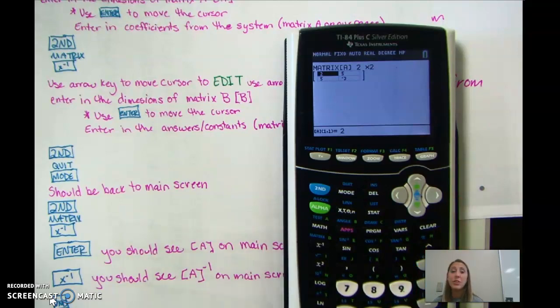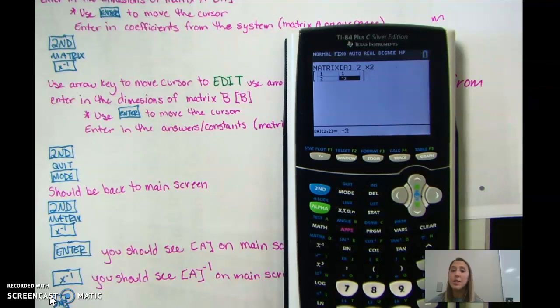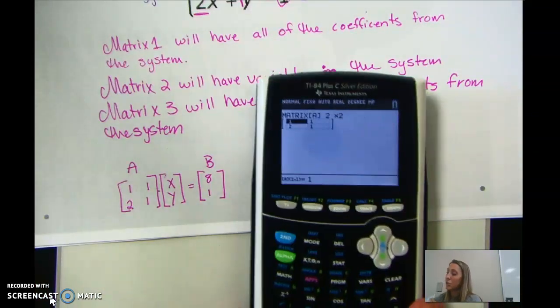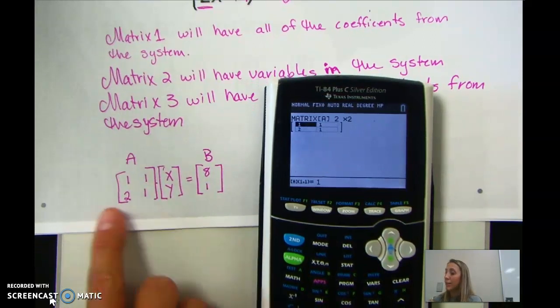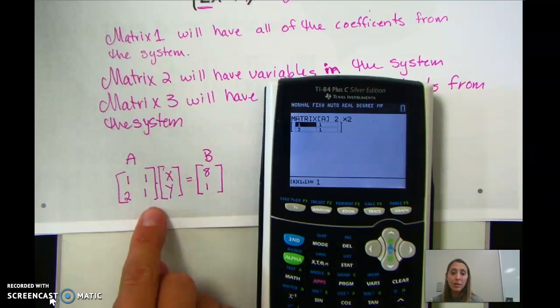So it's already moved to row 1, column 1. And our first coefficient was 1. So I'm going to hit 1, enter. Then I'm going to hit 1, enter again. Then I'm going to hit 2, enter, and then 1, enter. Then that should match what I have right here. So 1, 1, 2, 1.